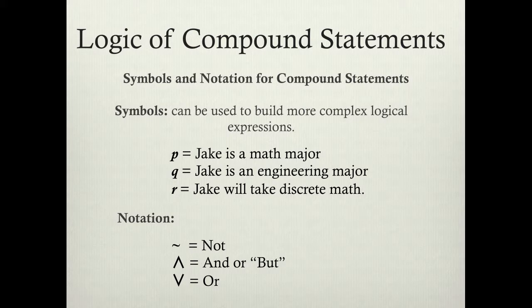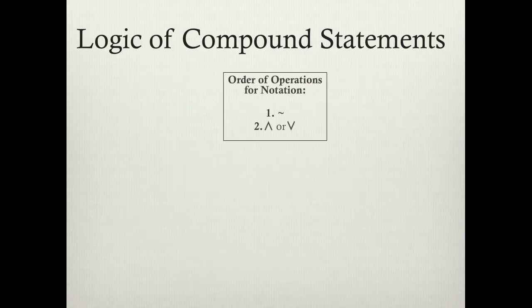Jake is a math major, and Jake is an engineering major. Now let's say Jake is a math major, but Jake is an engineering major. We're still implying both have to be true. So for our cases, and for the logic of compound statements, and or but are one and the same. Now that we have our notation symbols, there's an order for our notations that we must use. First, the negation applies, and then we use and or.